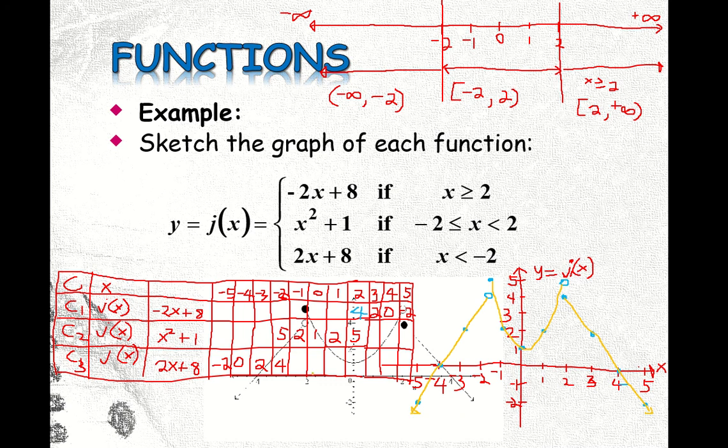So you've seen here, right? This is shaded, and this is hollow, right? So this is hollow. This is solid. Okay. So I hope you understand.